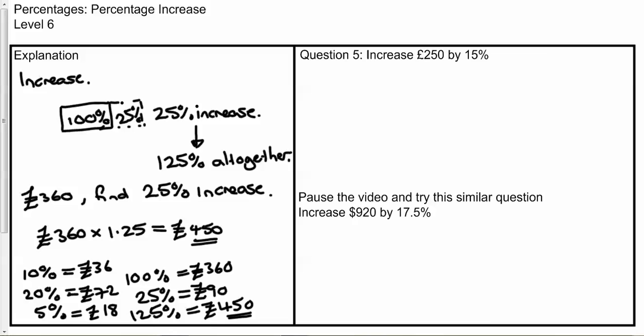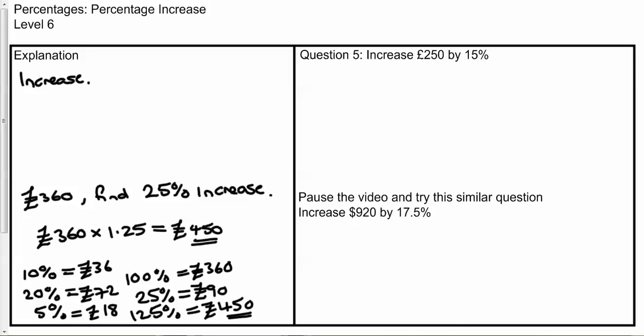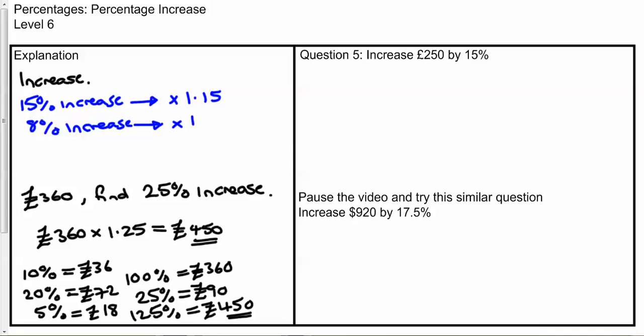Now this decimal multiplier can be a lot more straightforward. If we just have a look at some other examples of percentage increases. So a 15% increase, we'd want to multiply by 1.15. For an 8% increase, you multiply by 1.08, because that represents 108%.